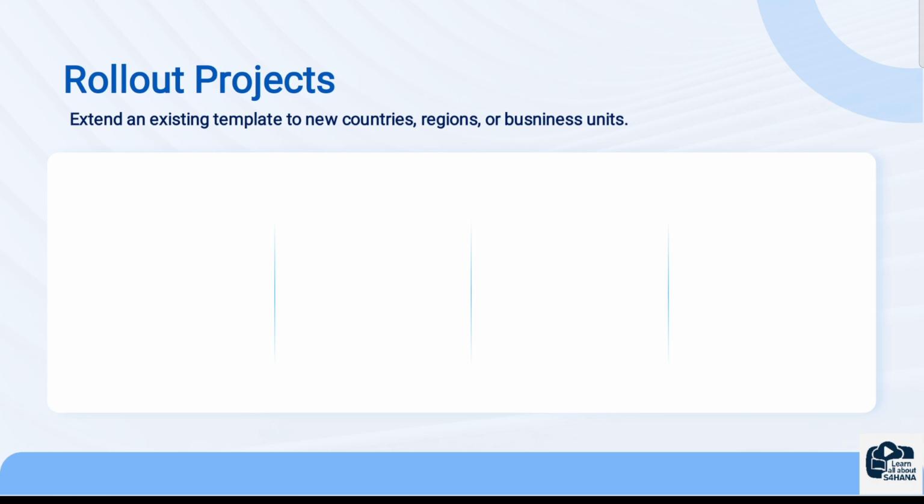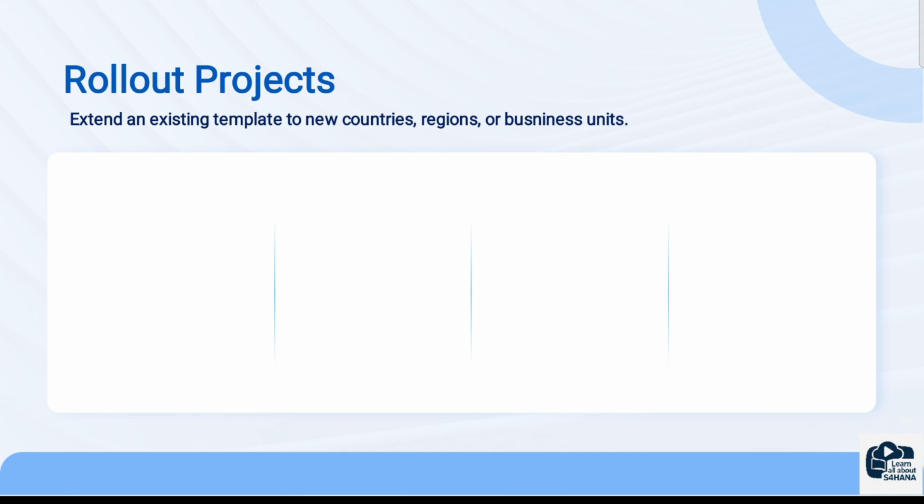And now we'll jump into the rollout project. The objective of this project is to extend an existing template to new countries, regions or business units. We go for a rollout project when a company that already uses SAP S4HANA in one country, a region or a business unit wants to extend the existing global template to other countries, subsidiaries or business units.